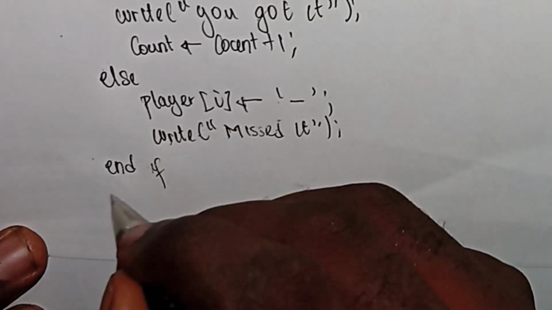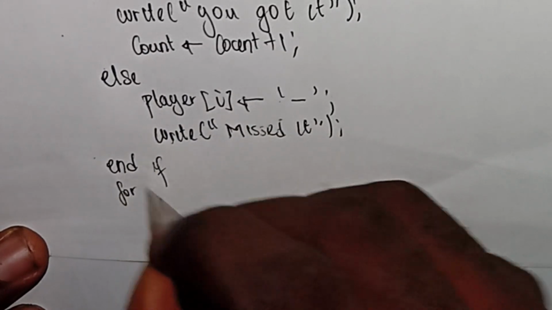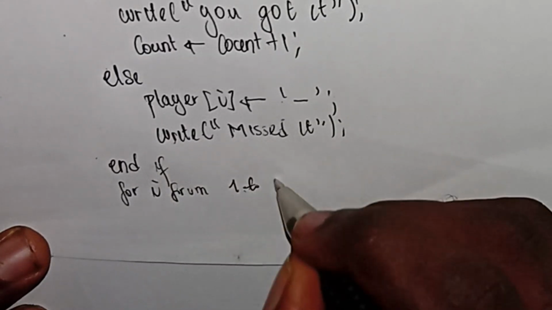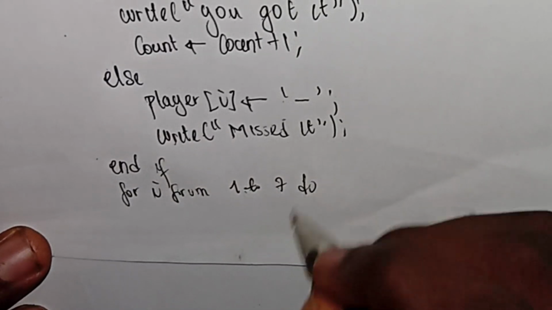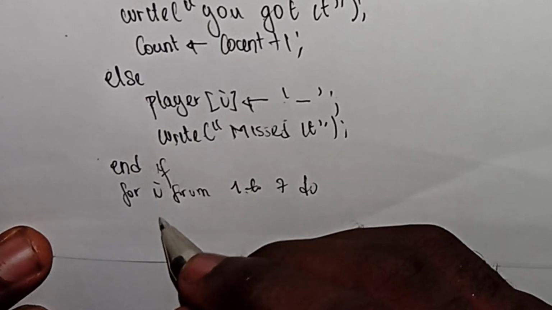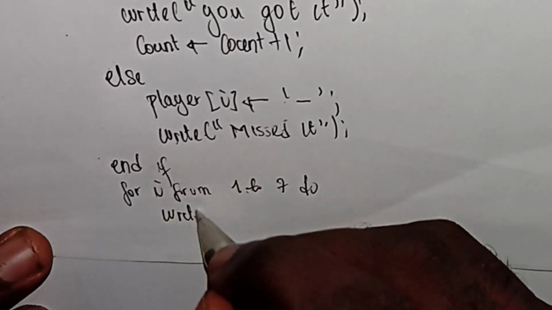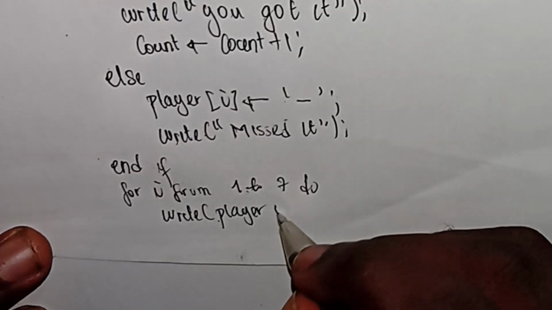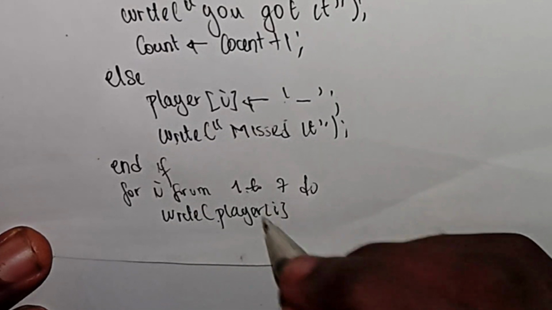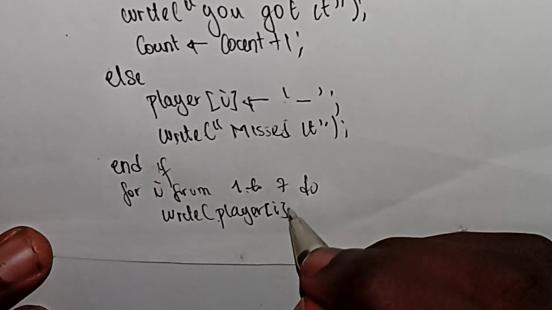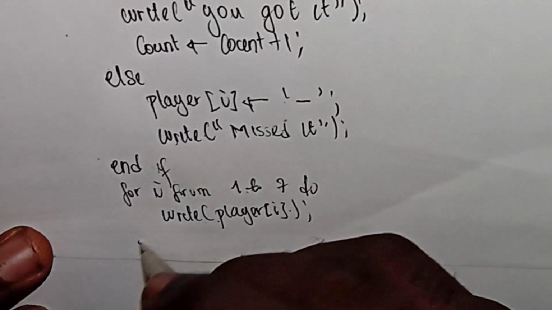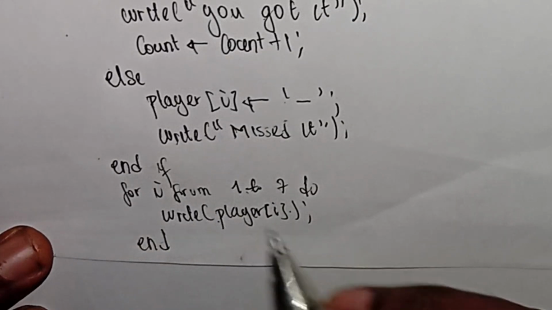Now out of our if statement, we want to display our array for I from 1 to 7. Do write player at the index of I. And here we want to end the for as well.